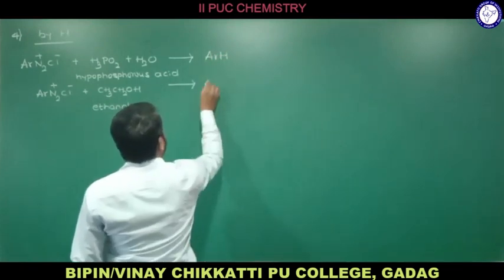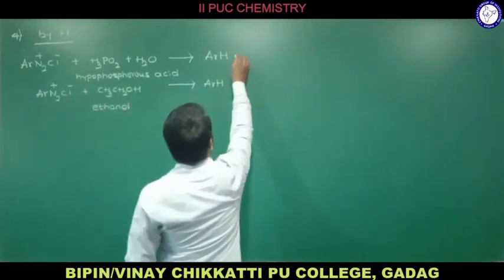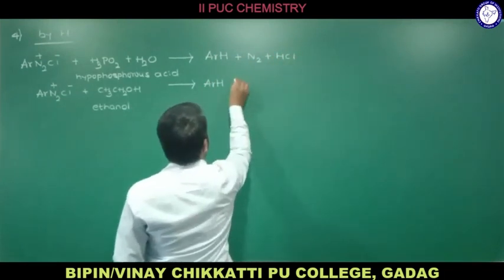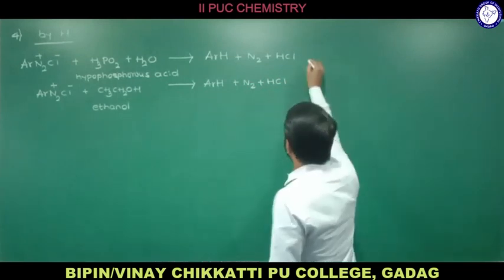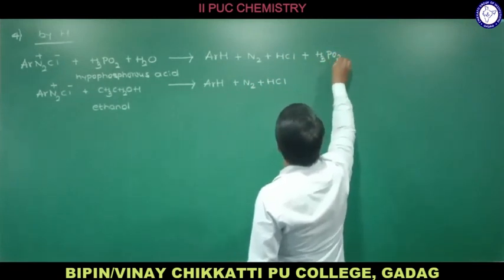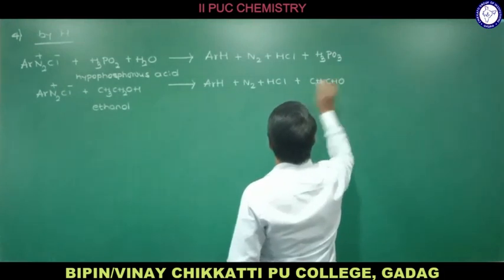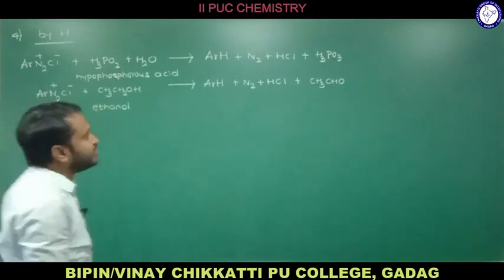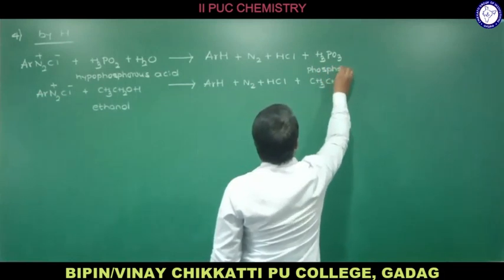So what are we going to get in the first case? We get ArH. In the second case also we get ArH, and some common byproducts. Let me write that nitrogen gas is released and HCl is formed. In this case also nitrogen gas is produced and HCl is formed. In the first one, we get one more compound, that is H3PO3. In the second case, we get a compound like CH3CHO.